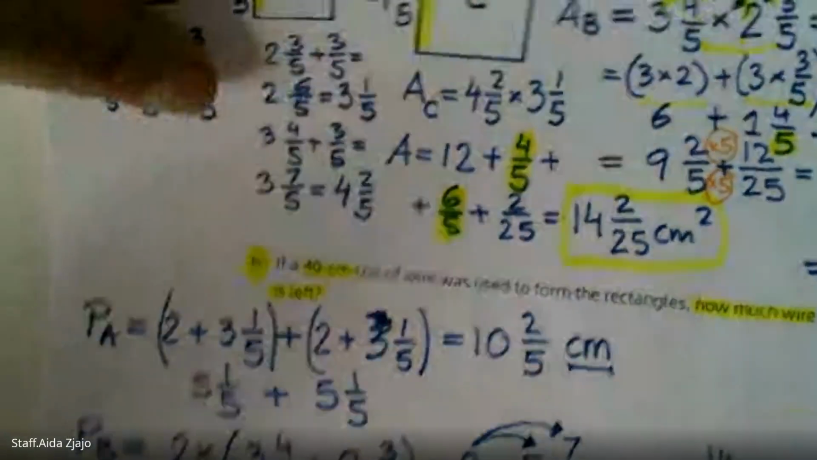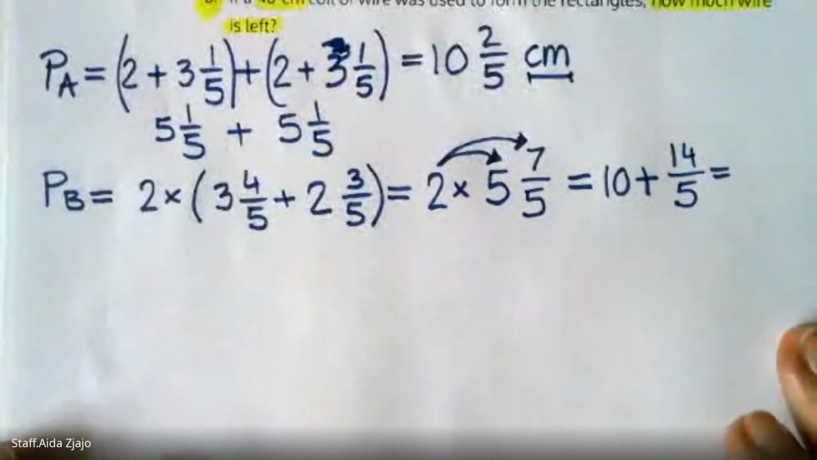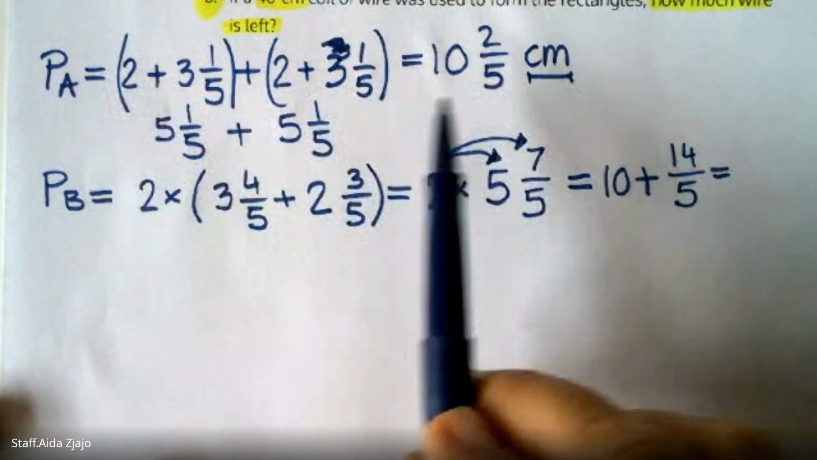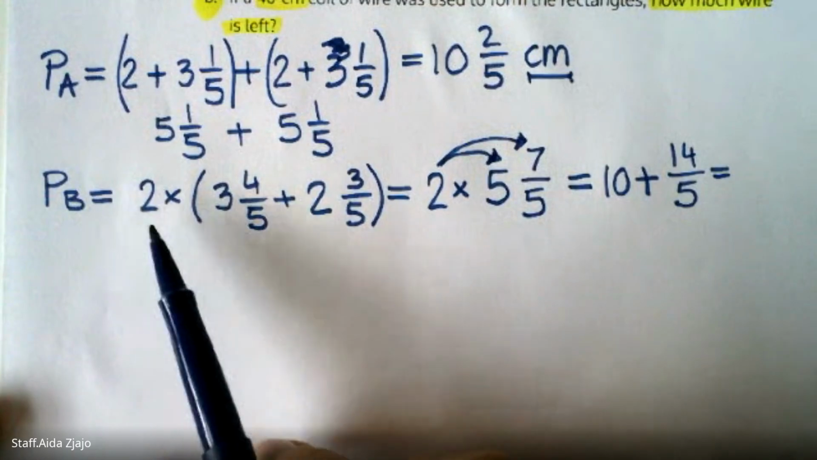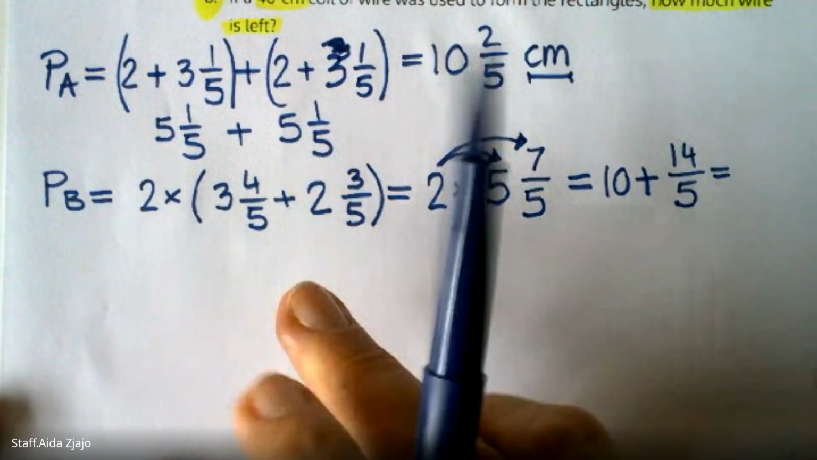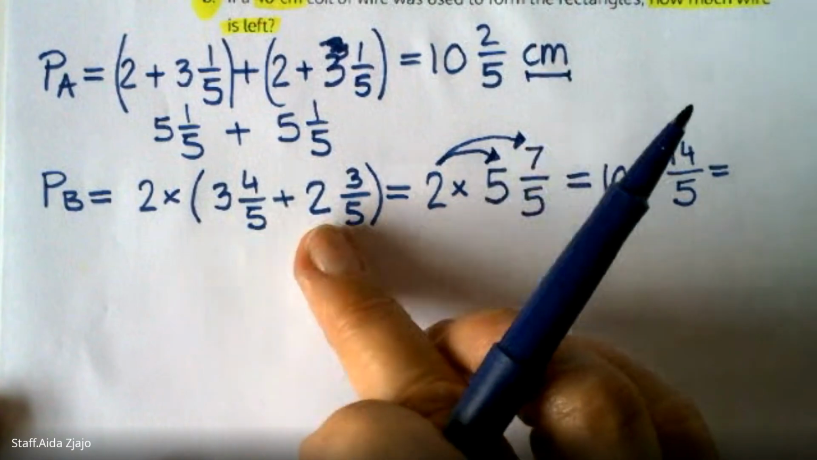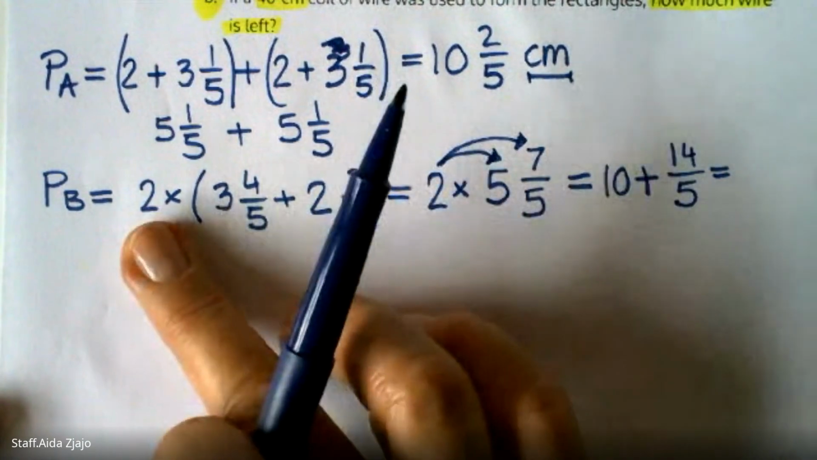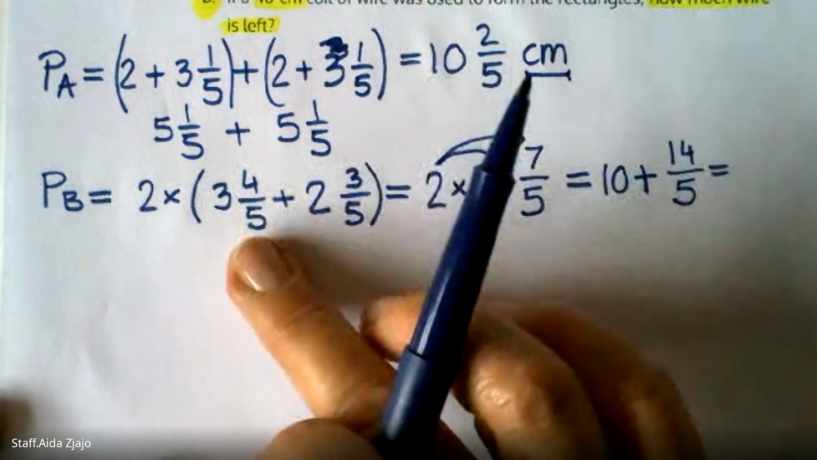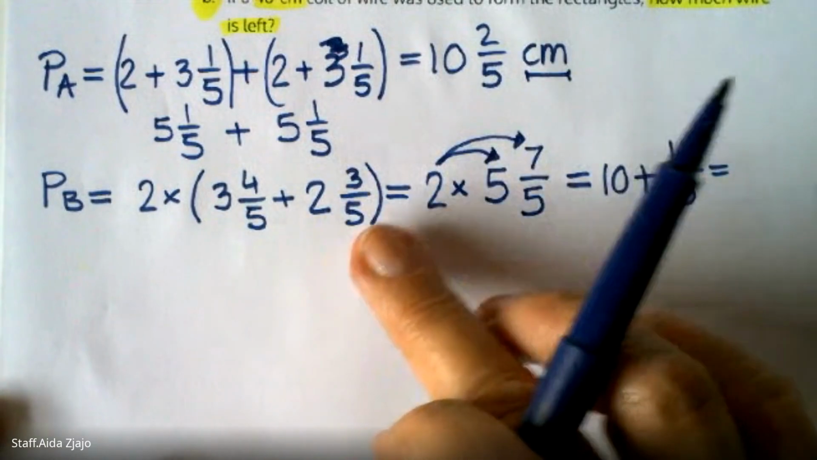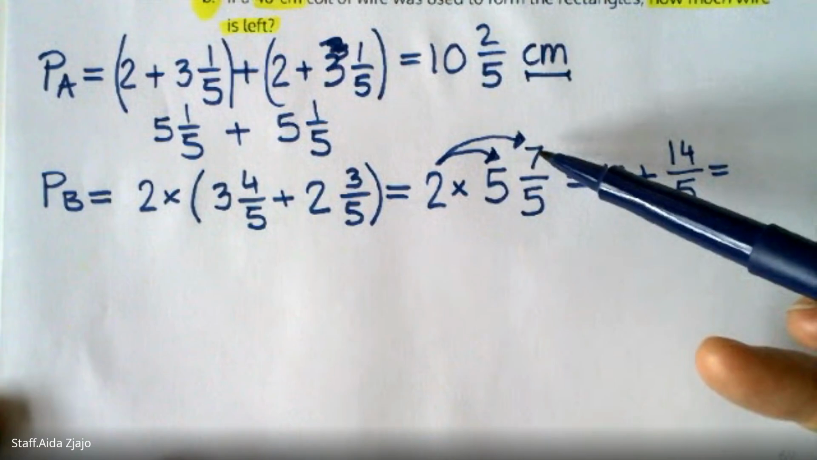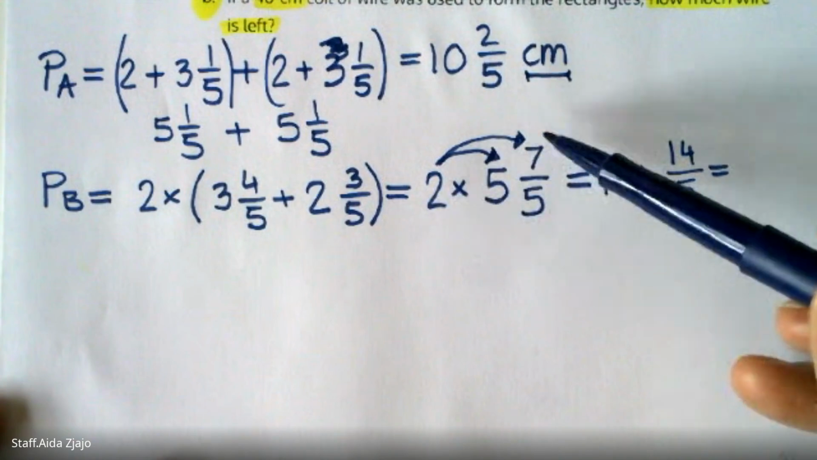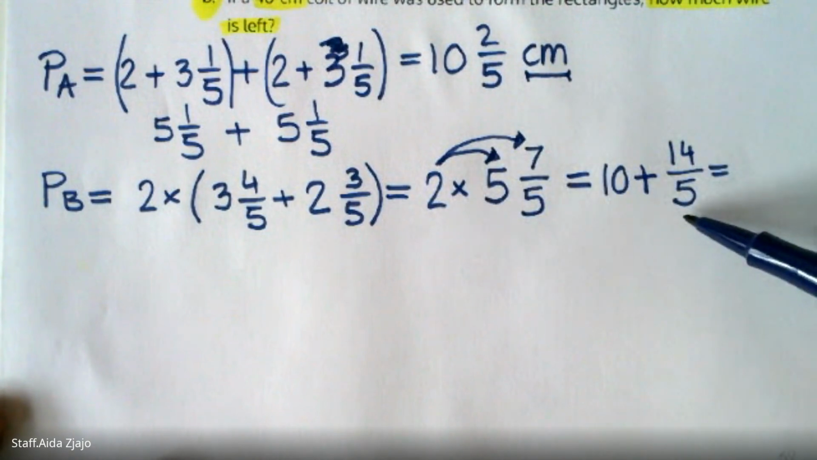Oh, sorry, you cannot see that. I apologize for that. Okay, so this was the perimeter of rectangle A, and this is the perimeter of B. I did 2 times the length plus width, so length plus width twice. So 2 times 3 4/5 plus 2 3/5 is 5 7/5. So 2 times 5 is 10, and 2 times 7/5 is 14/5.